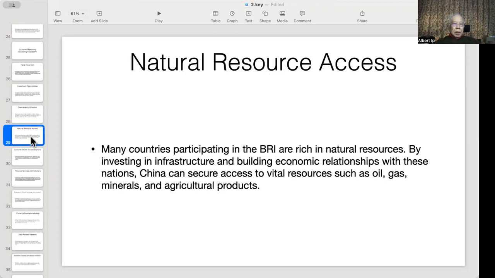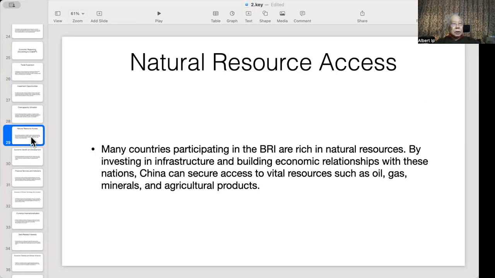Natural resource access. Being one of the largest manufacturing hubs in the world, of course, it needs natural resources. We need raw material in order to manufacture goods. So yes, natural resource access. China gets all its resources in the open market. China doesn't use any military force to force a developing country to sell its resources under market value.